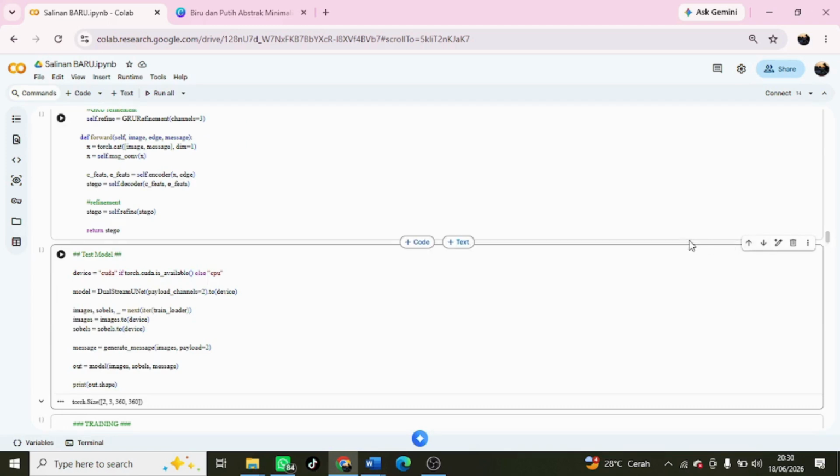These three components, the cover image, edge image, and secret message, are then fed into the model to generate the stego image. Finally, the output size is checked using print to ensure that the model successfully generates an output image with the correct dimension, namely 2, 3, 360, and 360, which indicates a 360 times 360 pixel RGB image in a single batch.